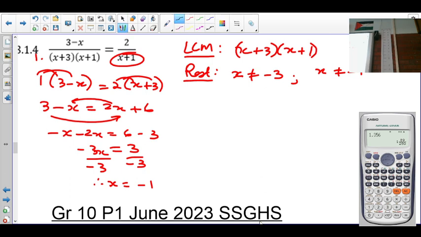However, if you now look at this restriction on the side, what do you notice? x can't be negative 1. So now you pull a line there, and you say, therefore, no solution.